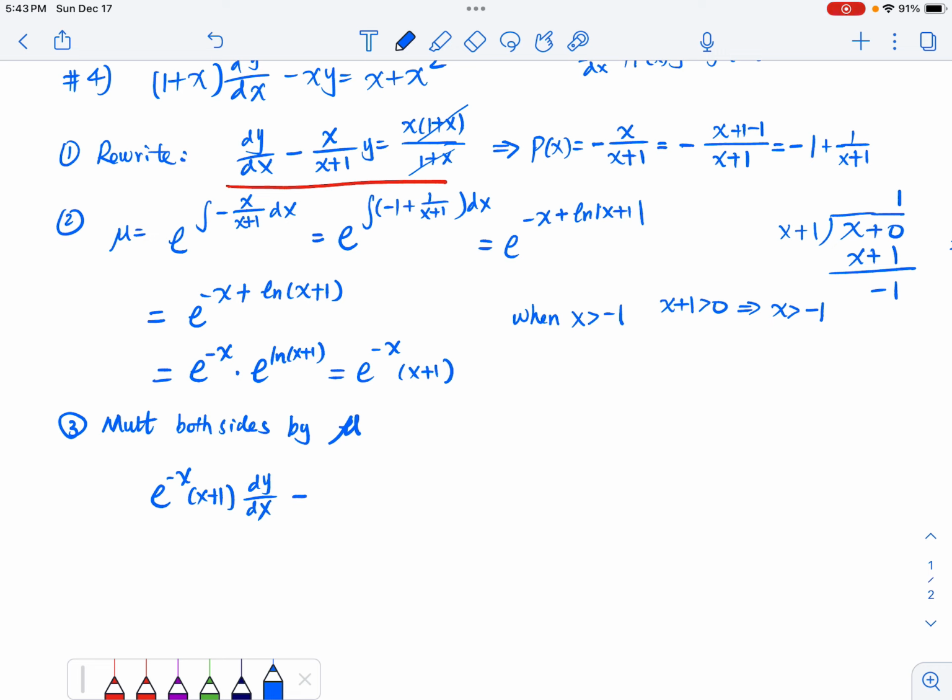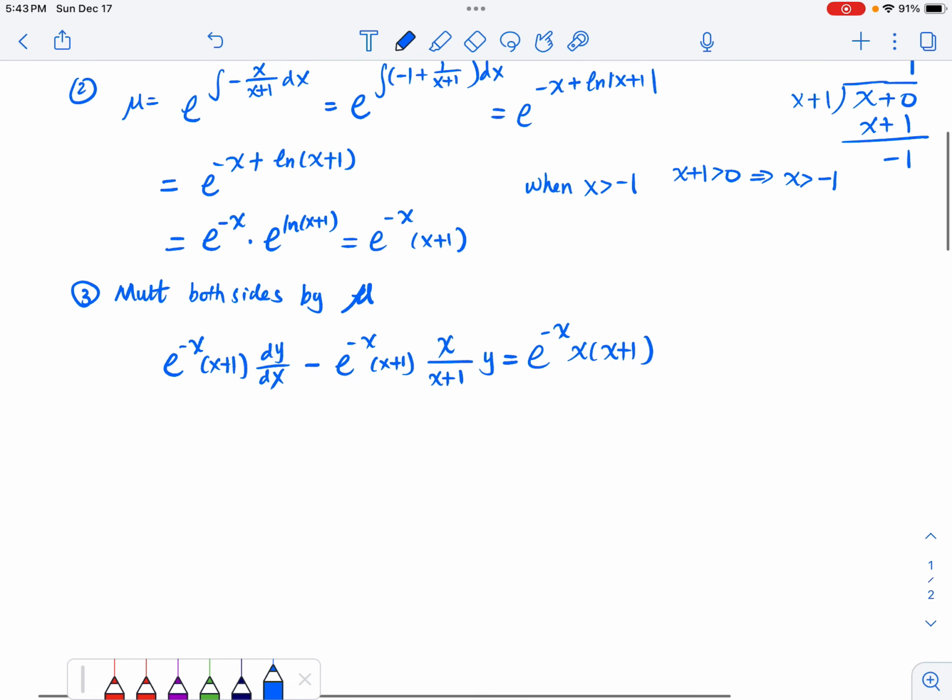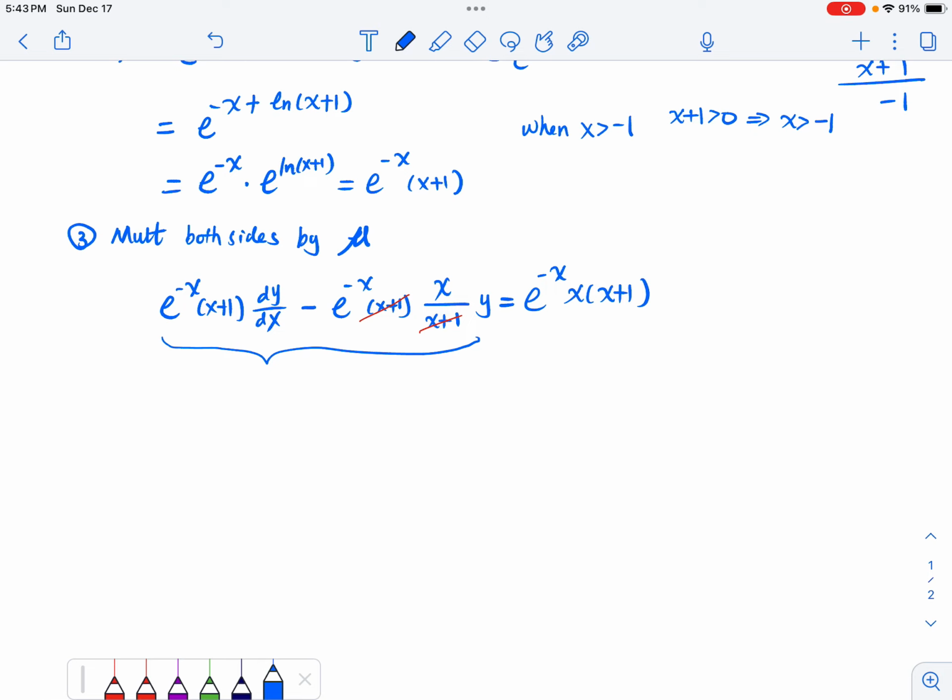So minus e to the negative x times (x plus 1) times x over x plus 1 times y equals the right hand side here, just x times the integrating factor. It will be e to the negative x times x plus 1. Now, obviously, these two will cancel. Now, this left side, when you multiply by the integrating factor, is always going to be the derivative of the integrating factor times y.